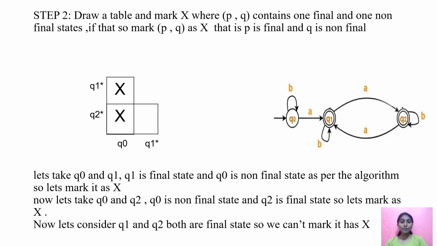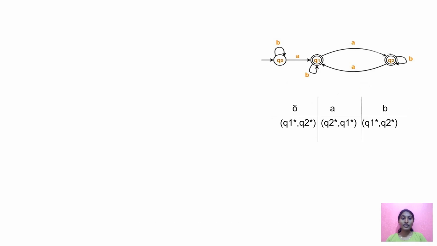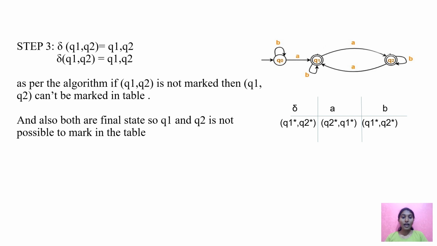Now let's see step 3. As per the algorithm, step 3 states that if Q1 and Q2 is not marked, then Q1 and Q2 can't be marked in the table. If Q1 and Q2 is marked, then Q1 and Q2 can be marked in the table. That is, we should draw a table like this, and we have to check Q1 and Q2 with respect to A and B, to see which state it is reaching.